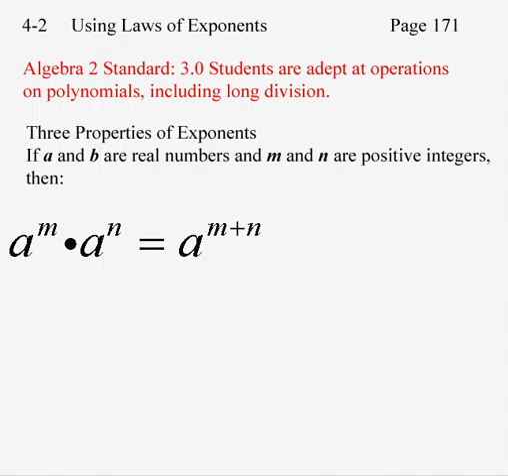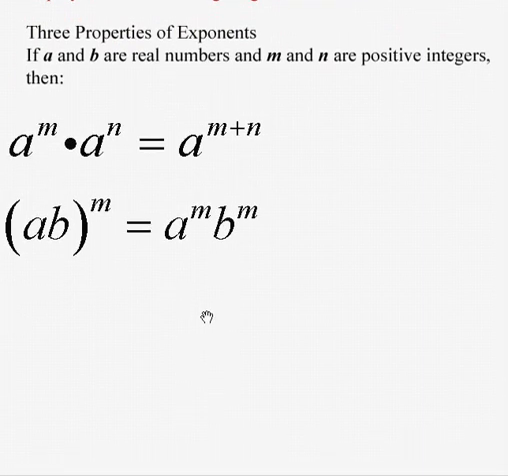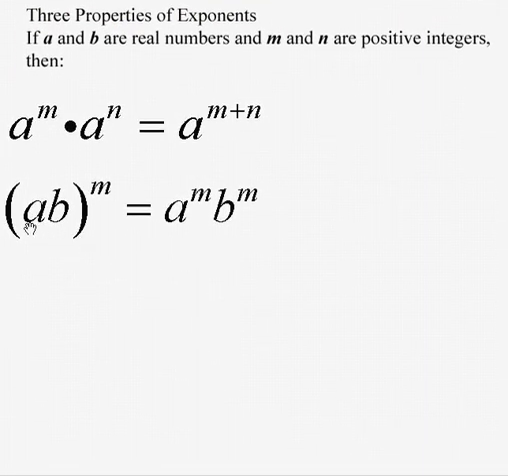Another property is if we have a product, a times b, and we're raising that to the m power. Instead of multiplying the product first and then raising it to a power, we can take each factor a, raise it to the m power, take the other factor b, raise it to the m power, and then multiply later. So rather than multiplying first and raising it to the power, we can raise each factor to the power and then take the product later.